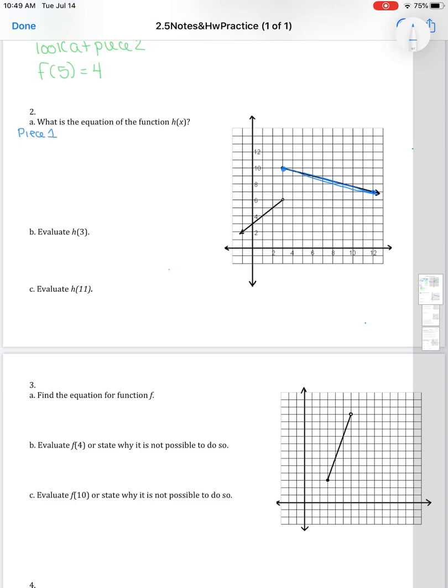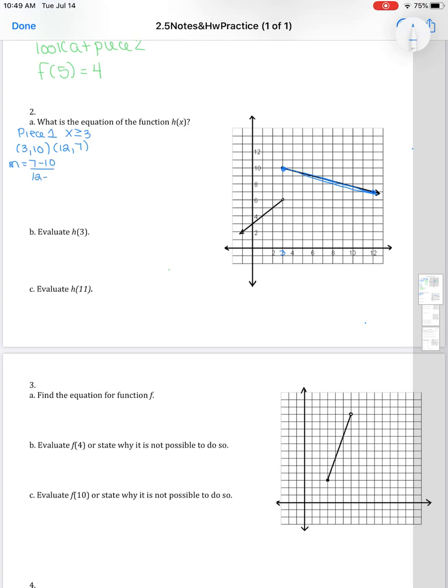So I'm going to take my two pieces. Let's say this is my piece 1 right here. If you look at that, it's a closed circle at x equals 3, and then it goes on forever. So that means x is greater than or equal to 3. Now I have specific points on here. One point is (3, 10), and the other point is (12, 7), it looks like.